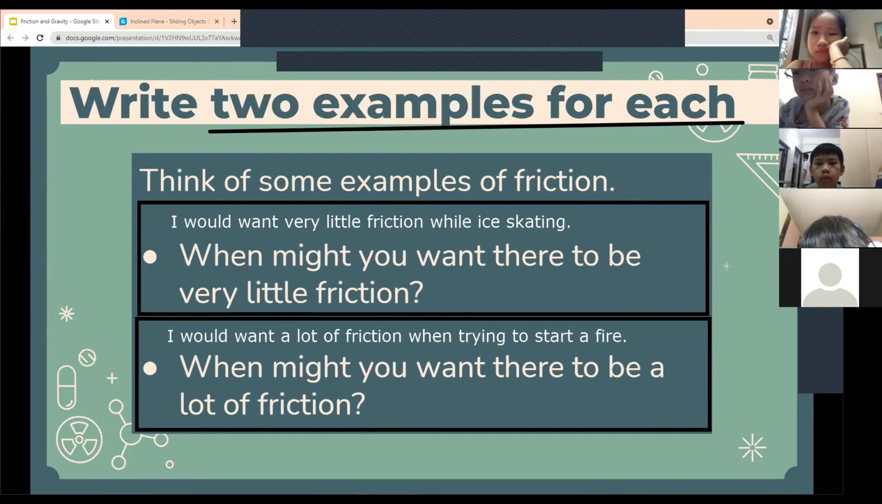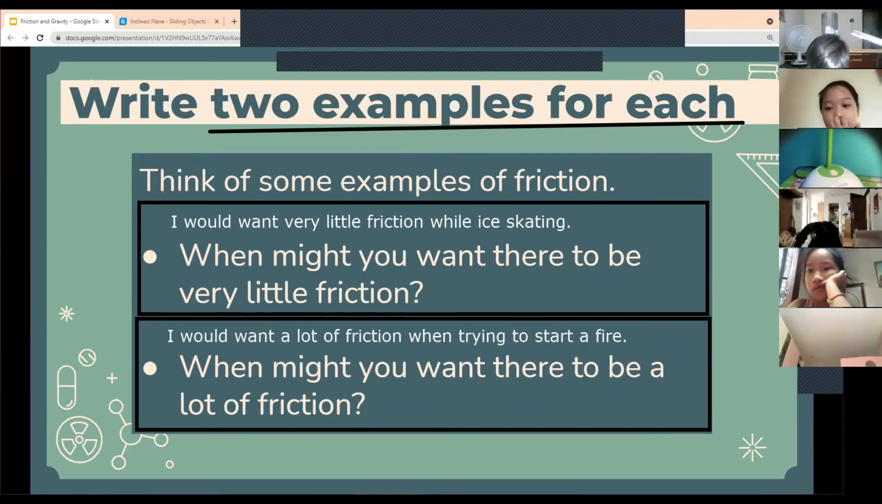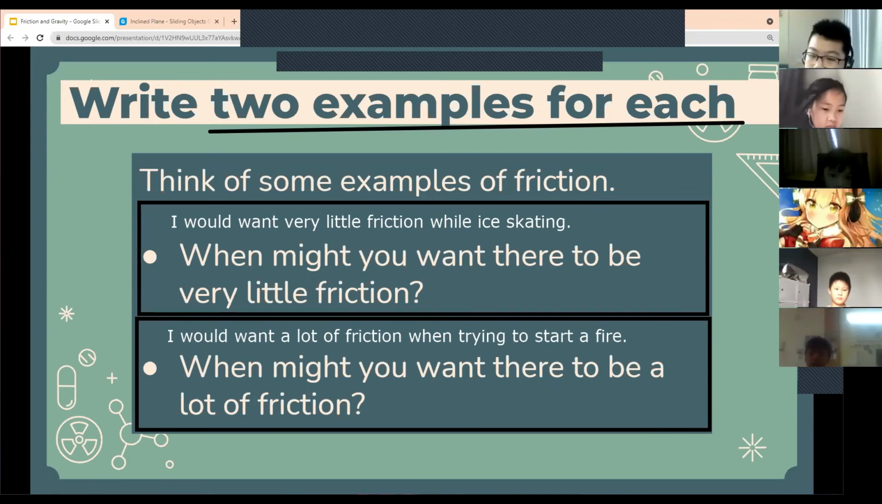What's an example of when you would want very little friction? Sino, what did you write? I would like no friction while riding my bike. While riding your bike, you want very little friction? I said no friction. I think you would want more friction while riding your bike. You don't want to slide. If you slide, you might hit a car or a motorbike. Uh-oh.